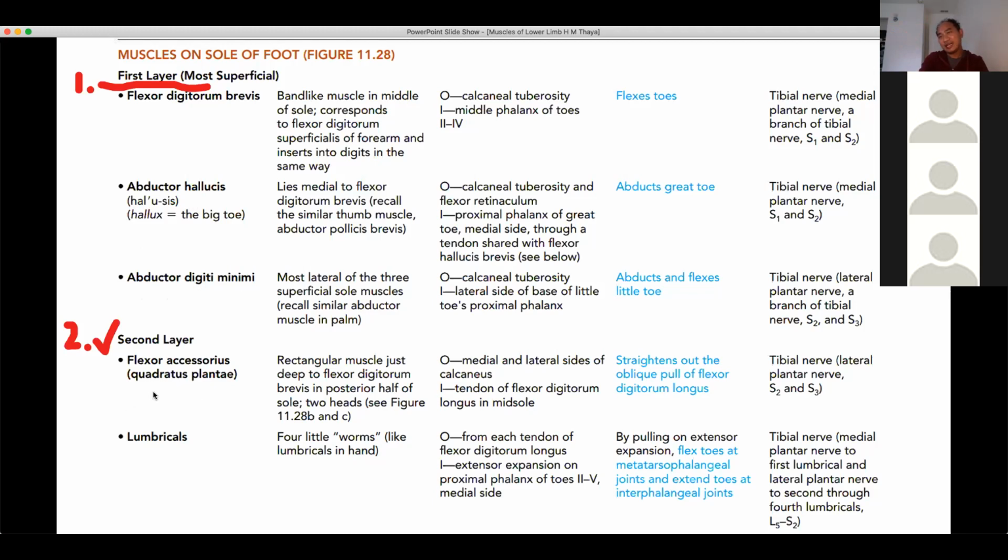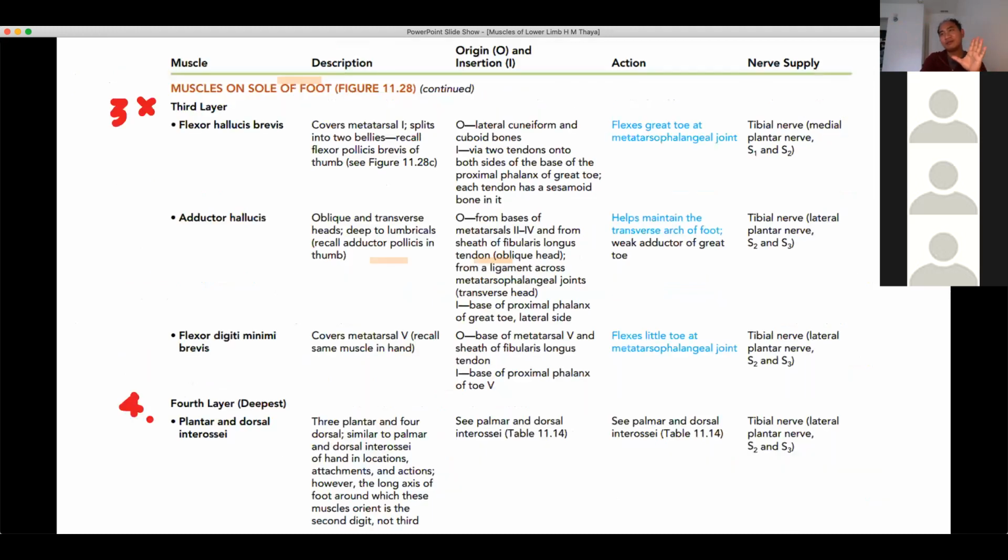Second layer is quadratus plantae, another quadratus, and lumbricals. If you cannot remember these names, it doesn't really matter. Just try to know them. And yes, they are not very friendly to remember, and we will forget them.